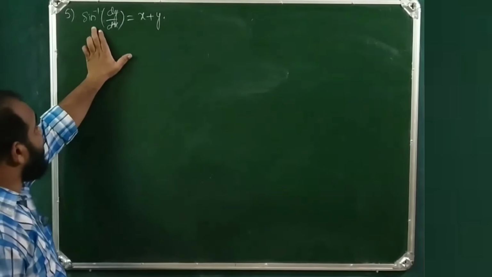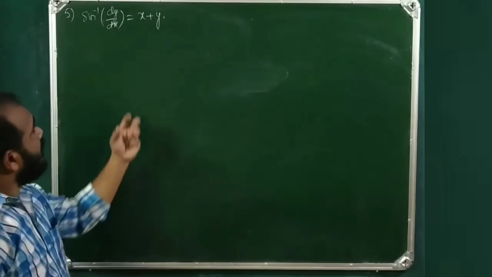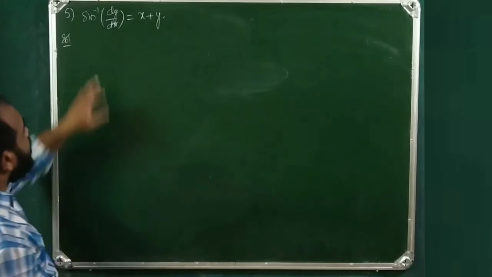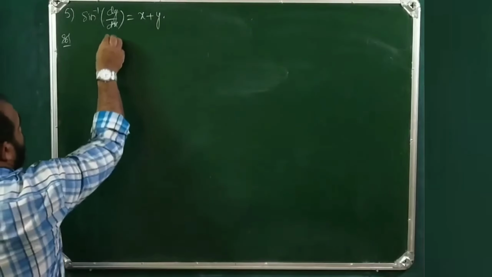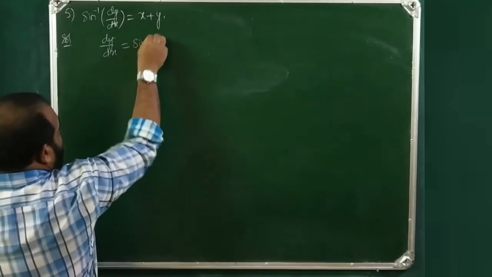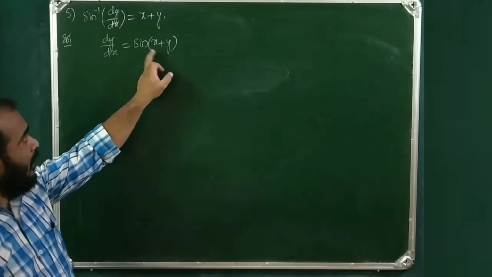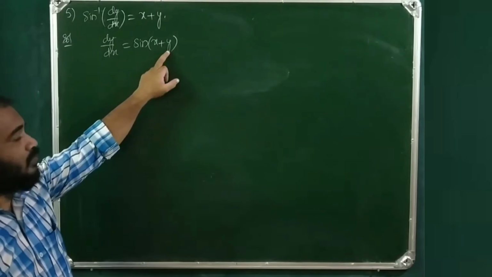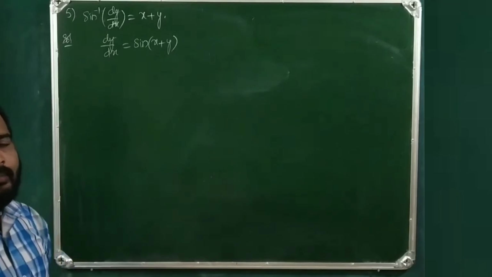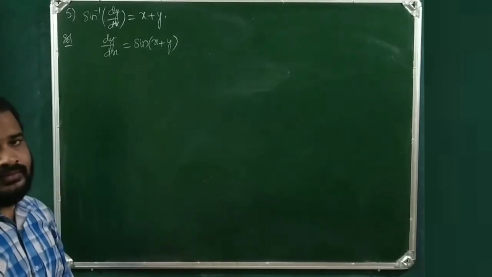Let us see this question: sin inverse of dy by dx equals x plus y. So, how can we do this? This is according to the inverse trigonometric function. So, dy by dx is equal to this. If you transpose sin inverse to this side, this is sin of (x + y). If I apply the formula here, sin(x + y) is sin x cos y plus cos x sin y. If you do so, then we won't be able to separate this into the variables.